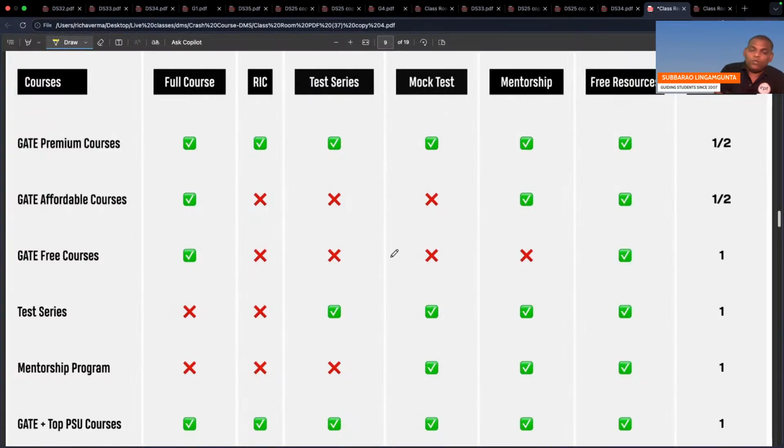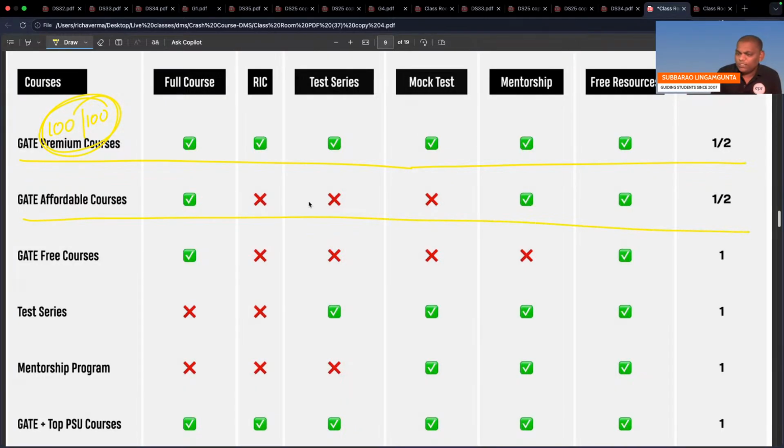So if you are seriously preparing for the GATE examination, a serious aspirant, you can go to the premium courses. You will get all benefits. If you take this course, there may be a chance that you will get 100 marks out of 100, because everything is available in the premium courses. In the GATE affordable courses, some small things you may miss.